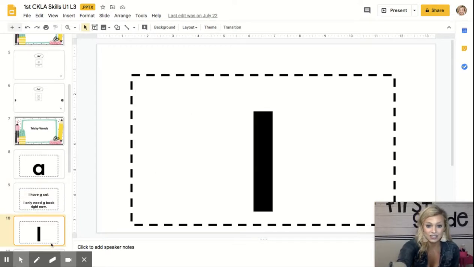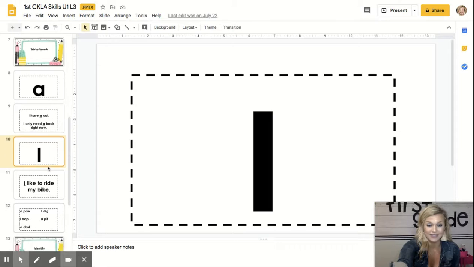Awesome. Our next tricky word, we're going to have a lot of tricky words in first grade, is tricky word I. Tricky word I is special because I pronounce it like I have a dog, or I am tall. And this is tricky because when you see this word, I'm always going to have it capitalized, even if it's not at the beginning of the sentence. It's always a capital letter.